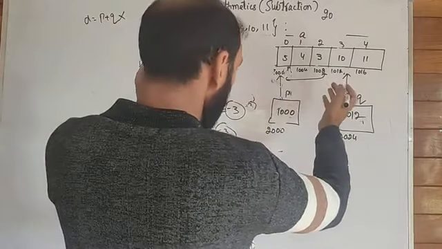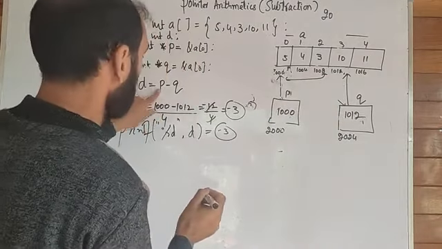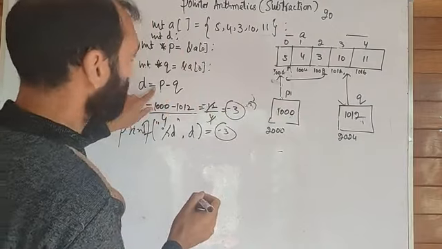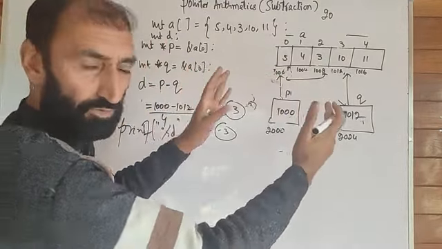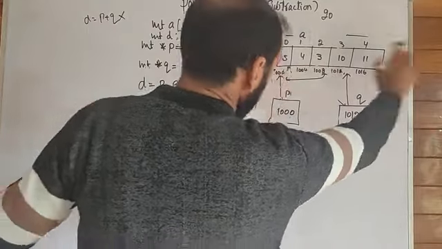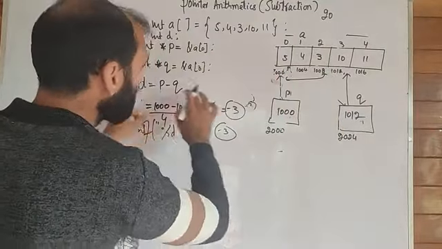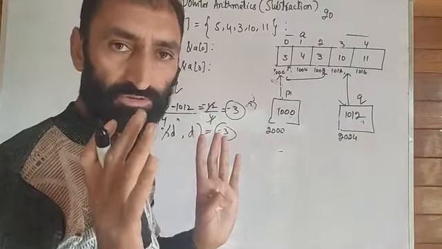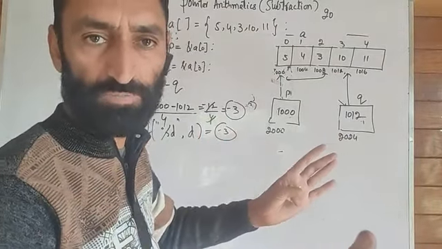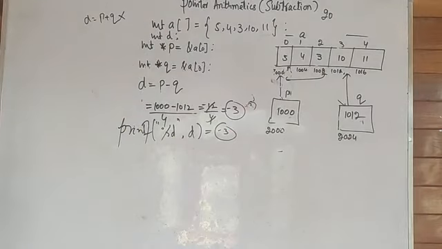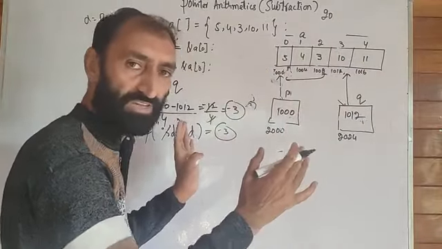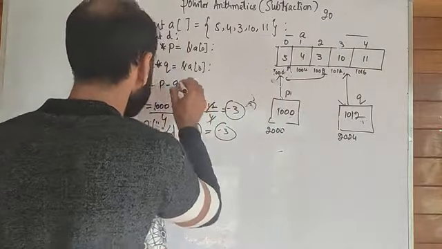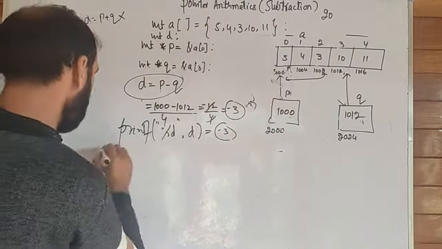If we print the value of d with percent d, the result is minus 3. What does minus 3 mean? That means the difference between p and q is 3 locations apart. We are thinking about how many locations they are from each other, how far apart they are.